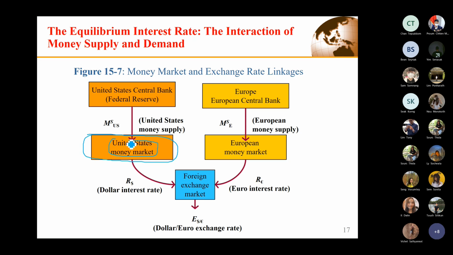Okay, so money demand and the money supply in the US economy, and here we have the money market, but in the European economy. So this is the quantity of euro that has been put into the European economy, and also the demand. And remember that the money supply is being controlled and set by the central bank. In the US, it is the central bank of the US, which we call the Federal Reserve. In Europe, we have the European Central Bank.